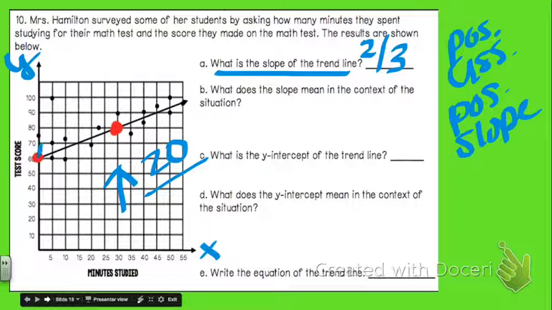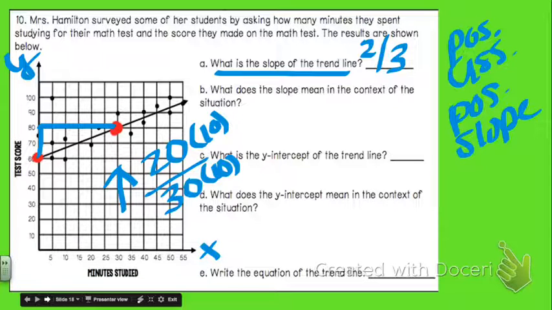And I'm going to run from 0 to 30. Okay, so I'm going to go ahead and reduce this down to get 2/3. 10 will go into both of them. 10 will go into 20 2 times, and 10 will go into 30 3 times. So that gives me a slope of 2/3. B, what does the slope mean in the context of the situation? So take a second and see if you can write out a situation and let us know what slope means.